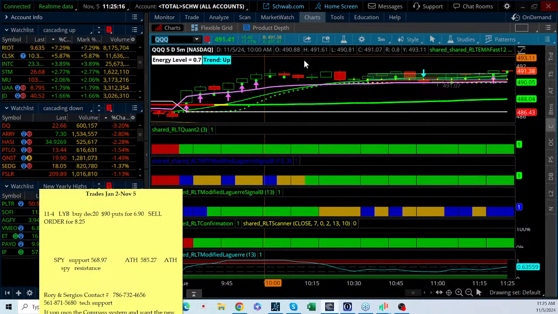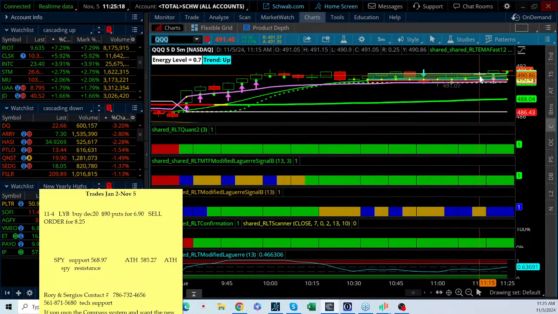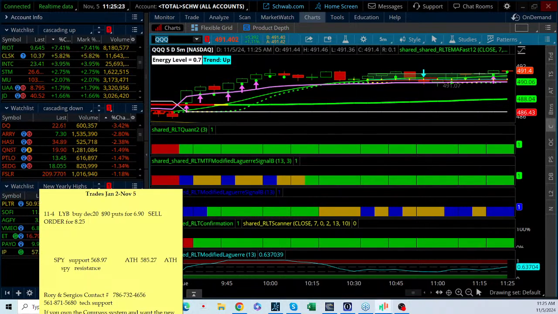Again, just kind of watching. Qs have a little bit of a potential here, but they're really close to the 8 and the 15. They've just gotten through the 8, and the 15. SPY is right at the 8.